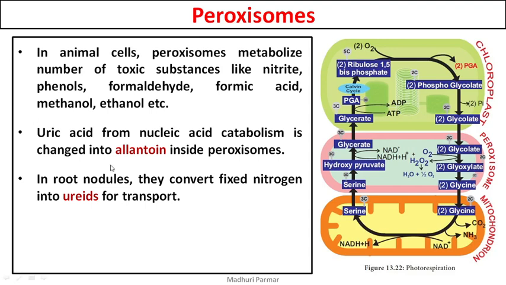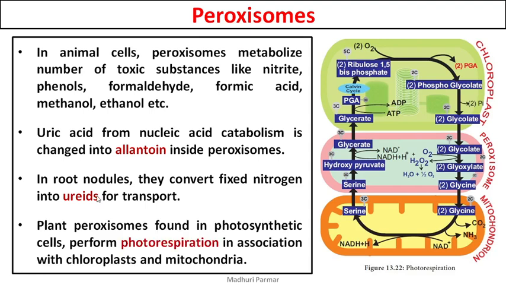So in root nodules, where the bacteria are found and there is a symbiotic relationship, this fixed nitrogen is converted into urides. And finally, in photorespiration, which we will see in the photosynthesis class, the oxygen binds to ribulose 1,5-bisphosphate, and this whole cycle is completed in three organelles: chloroplast, peroxisome, and mitochondria. So this is also how peroxisomes help in metabolism and photorespiration.